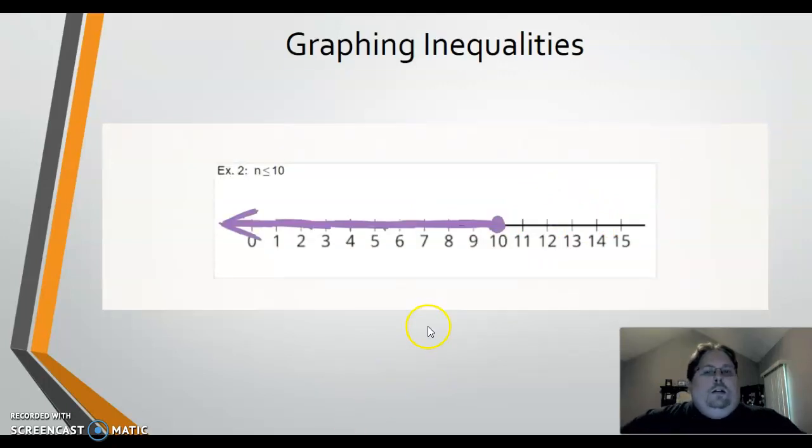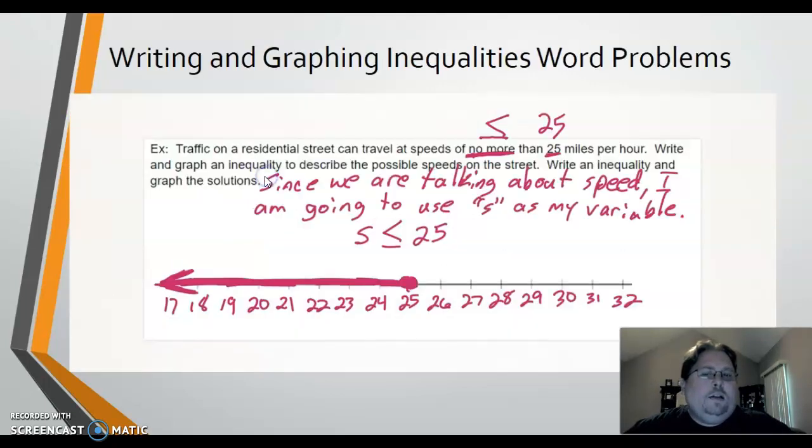Now, for our second example, we have n is less than or equal to 10. So I'm going to locate 10, and this time I filled in that 10. I didn't make a circle. What that means is, if you see this bar underneath your inequality sign, oops, sorry guys.